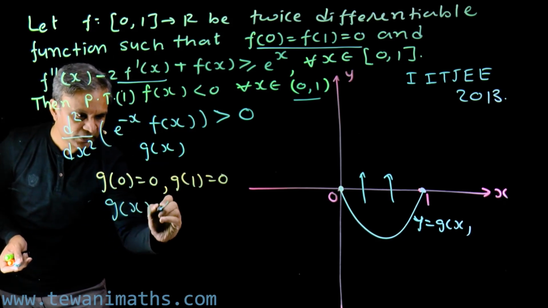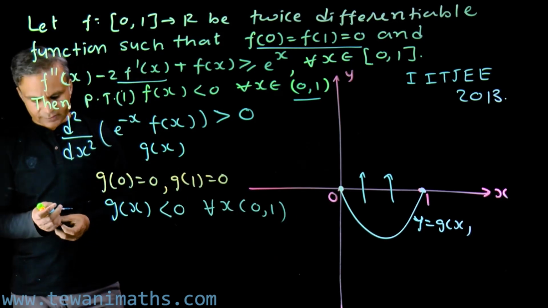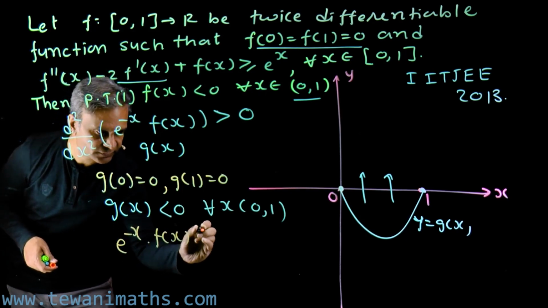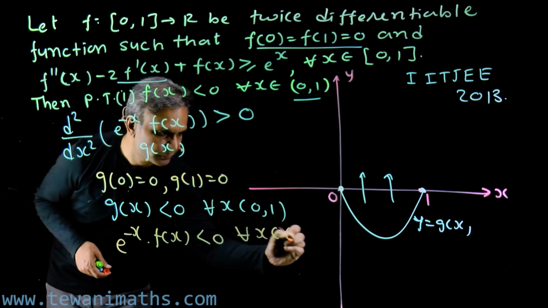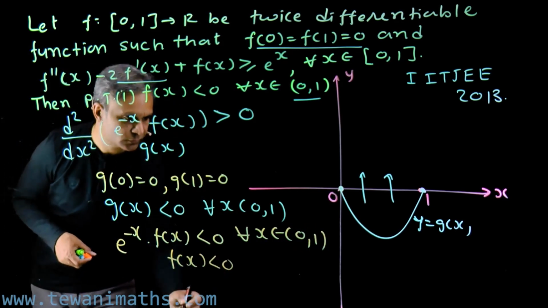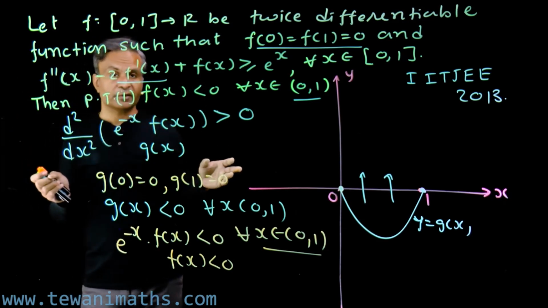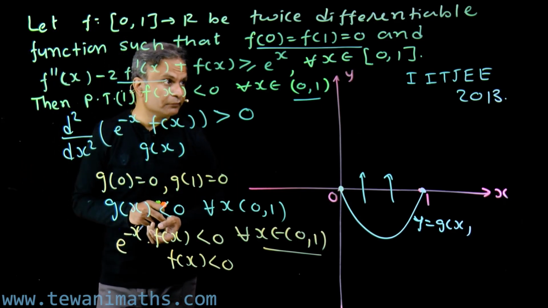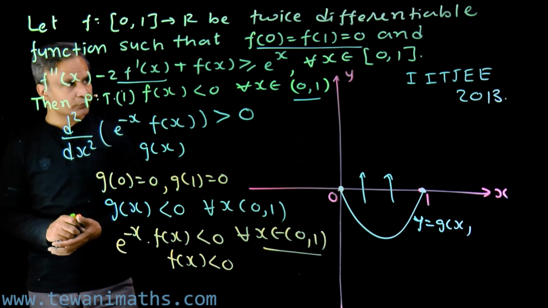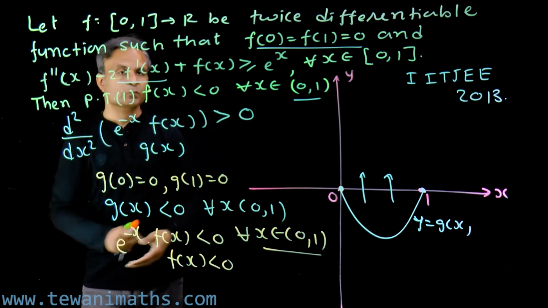Okay, gx will be negative for all x belongs to 0 to 1, and gx is e power minus x into fx. This is negative for all x belongs to the open interval 0 to 1, so fx will be less than 0 for these values of x. हो गया प्रूफ? तो देखो यहाँ पे कितनी सारी चीज़ें काम आ रही है. फर्स्ट डेरिवेटिव, सेकंड डेरिवेटिव, फॉर्मेट ऑफ लीनियर डिफरेंशियल इक्वेशन, देन कॉन्केविटी कॉन्सेप्ट, कर्व प्लॉटिंग कॉन्सेप्ट. तो पूरा कैलकुलस यहाँ पे जमा हो रहा है.